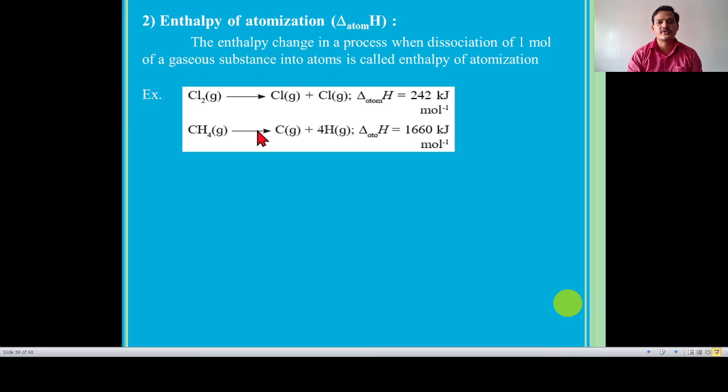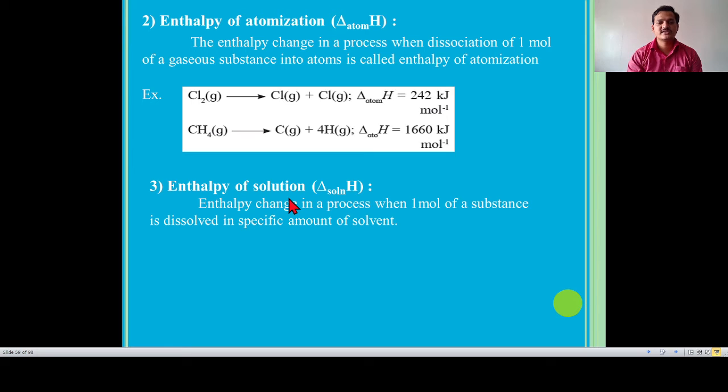Another example is CH4. CH4 is converted into C gas plus 4H gas, and enthalpy of atomization is 1660 kilojoule per mole. This is the enthalpy of atomization. Now, third concept is enthalpy of solution. Definition is enthalpy change in a process when one mole of substance is dissolved in a specific amount of solvent, called as enthalpy of solution.